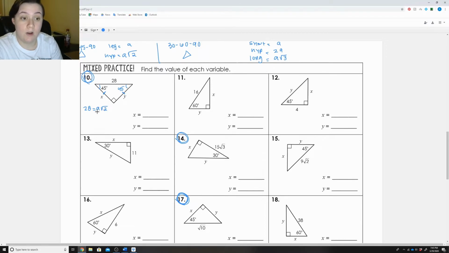So, in order to solve for a, we will divide both sides by the square root of 2, which is going to give us that a is equal to 28 divided by the square root of 2. If we rationalize, multiply the square root of 2 times the top and the bottom, you're going to end up getting 28 square root of 2 over 2. Okay? So both of these sides, the x and the y, are going to end up being the exact same answer. And it's going to be this 28 square root of 2 over 2.